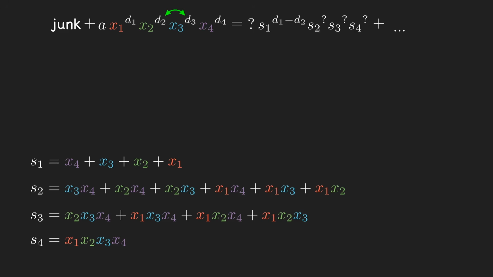Now that we've chosen the exponent on s1, the difference between d2 and d3 can only be accounted for by s2, because the highest multi-degree term in both s3 and s4 puts the same exponent on x2 and x3. So s2 should be raised to the d2 minus d3. Continuing this logic, s3 should be raised to the d3 minus d4.